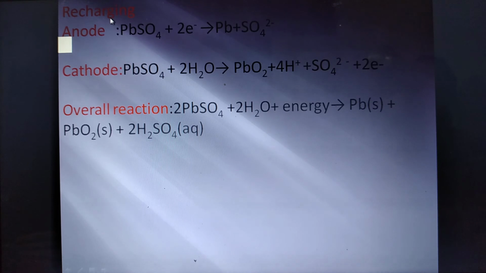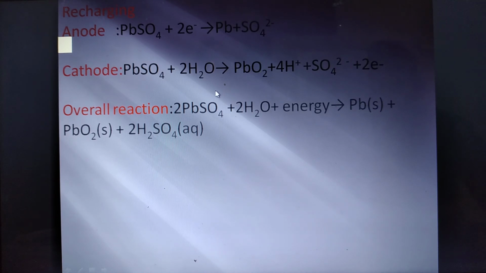Recharging the battery: the cells can be recharged by passing electric current in the opposite direction. The electrode reactions get reversed. The lead is deposited at the anode. The lead oxide is deposited at the cathode. So the density of sulfuric acid increases. PbSO4 gains electrons, giving Pb plus SO4. Lead is deposited at the anode. Then PbSO4 plus 2H2O gives PbO2, which is deposited at the cathode.